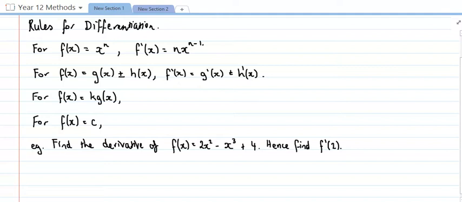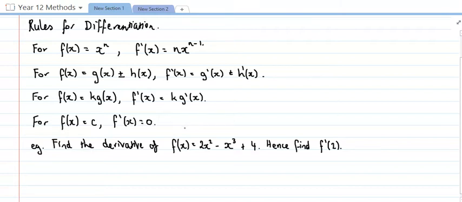Okay. For the next one, this is a constant multiple of g of x. So in this case, the constant just stays there and we differentiate everything else around it. And the last one, if f of x is a constant, then the derivative of that constant is going to be 0.